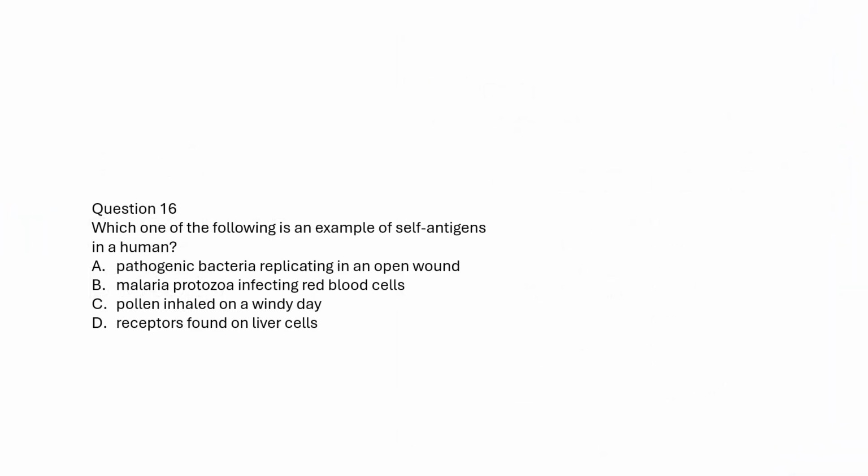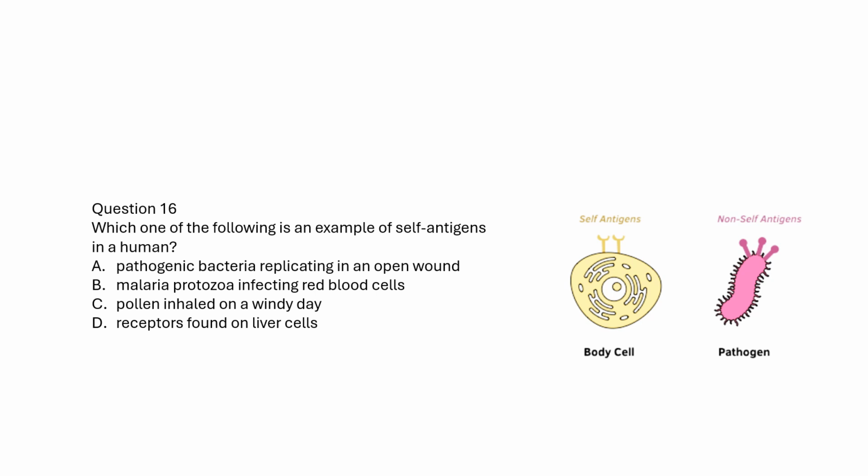The molecular constituent that is targeted in autoimmunity is called a self-antigen or an autoantigen. By contrast, a molecule from an infecting organism that stimulates an immune response is called a foreign antigen or non-self. Here, receptors on liver cells are self-antigens. Others, such as pathogenic bacteria, malaria protozoa, and pollen are non-self antigens.